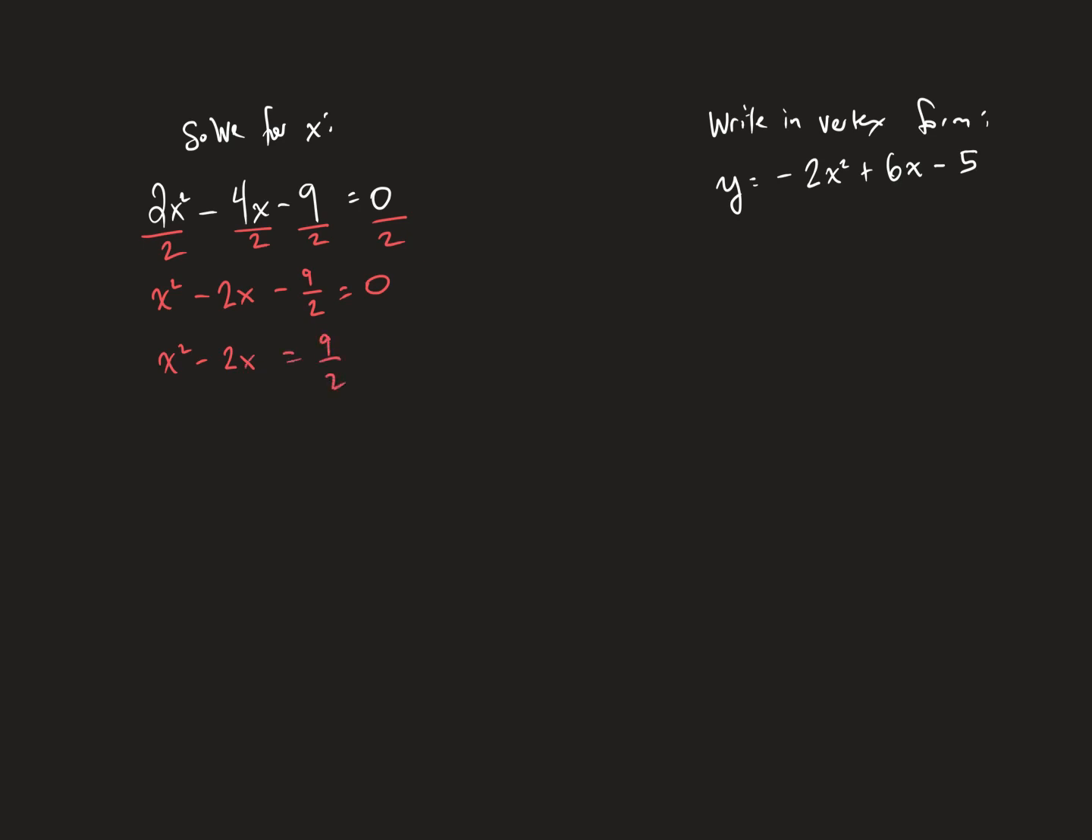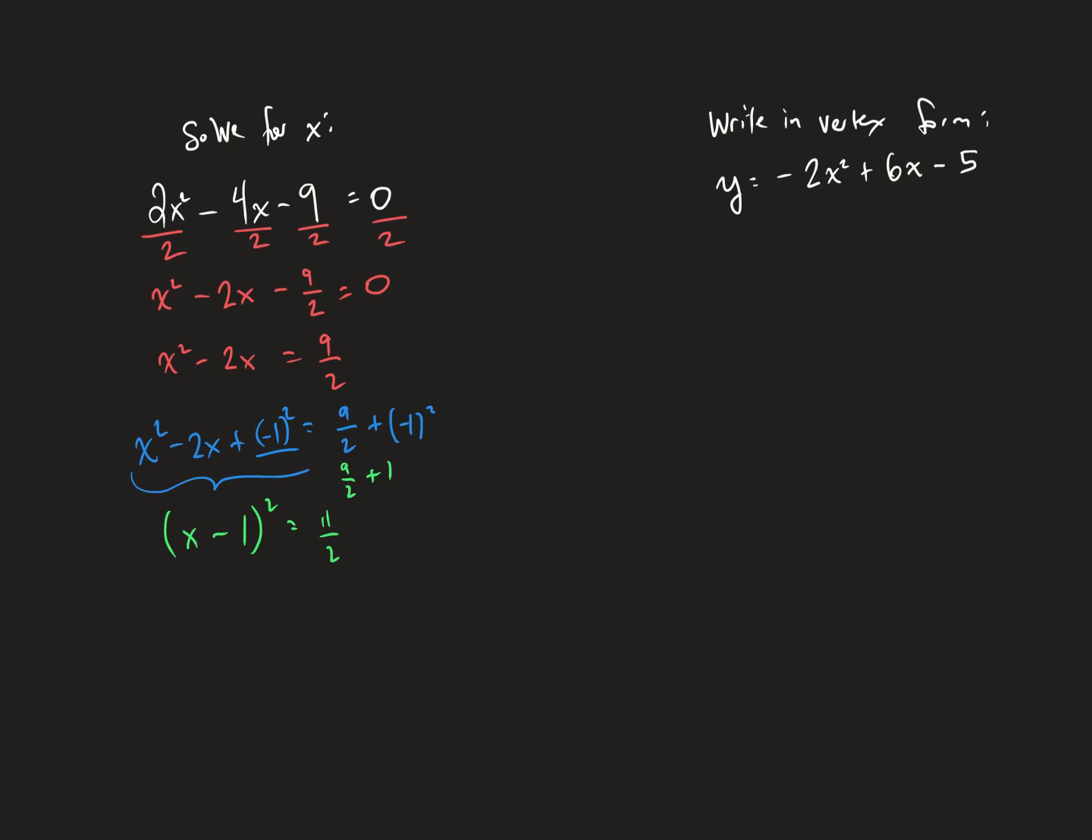I'm going to complete the square by adding a blank to this side and filling it with half the b squared. But of course, to keep my equation balanced, I have to do the same thing to the other side. I'm going to factor the perfect square trinomial, which in this case is going to be x minus 1 quantity squared. And on the right-hand side, that's going to be 9 halves plus negative 1 squared, which is plus 1. That's 9 halves plus 2 over 2, so that's 11 over 2.